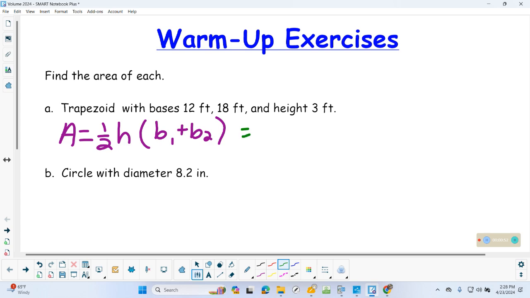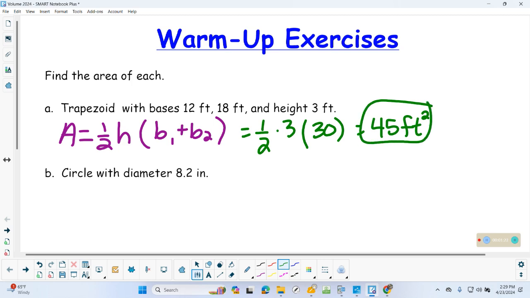We should know it. So, of course, the height is 3. Now, does it matter for the bases if I do 12 plus 18 or 18 plus 12? That doesn't matter. Any way you cut it, what's 12 plus 18? Quick mental math. 30. Let's just put 30. Now, I can do this in my head. What's 3 times 30? 90. What's half of 90? 45. And I'm, of course, going to label because why wouldn't we?